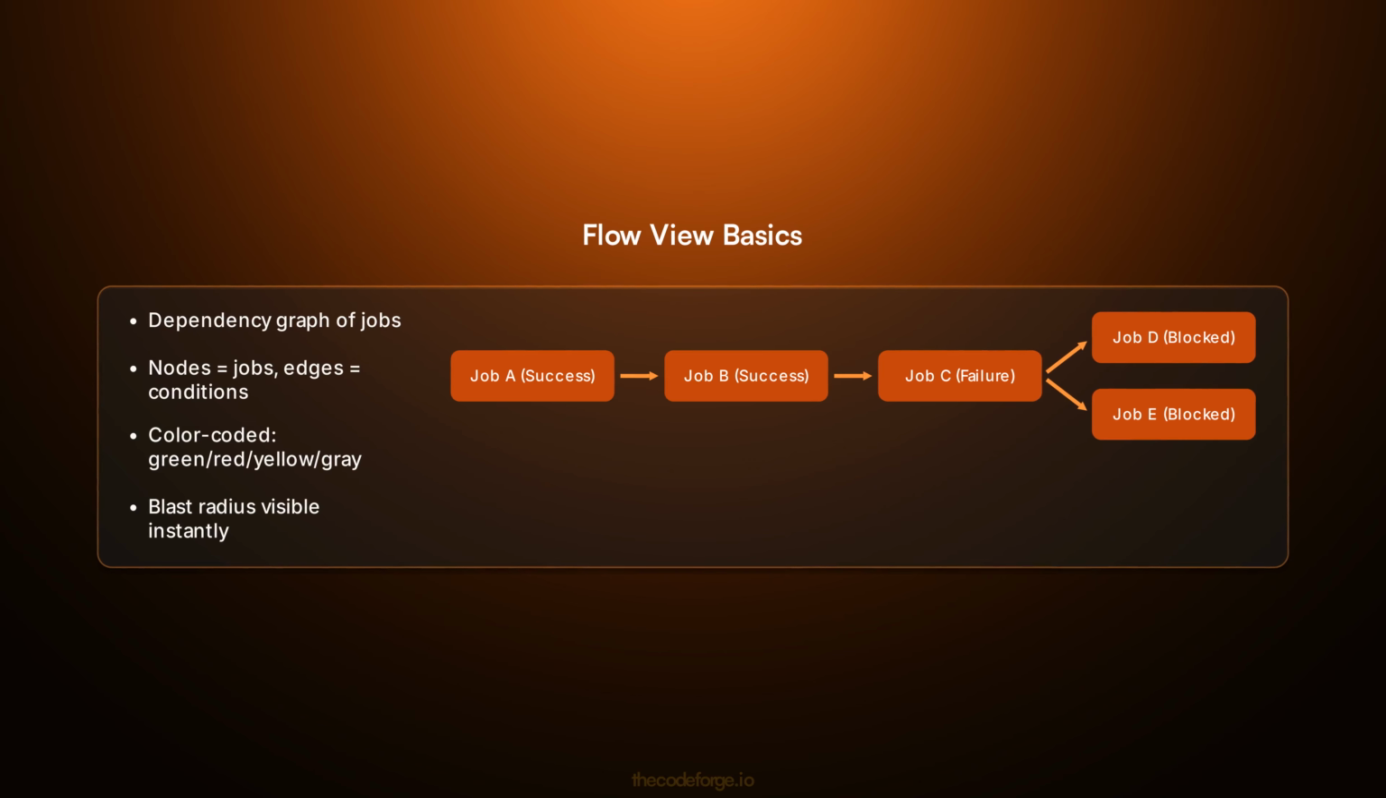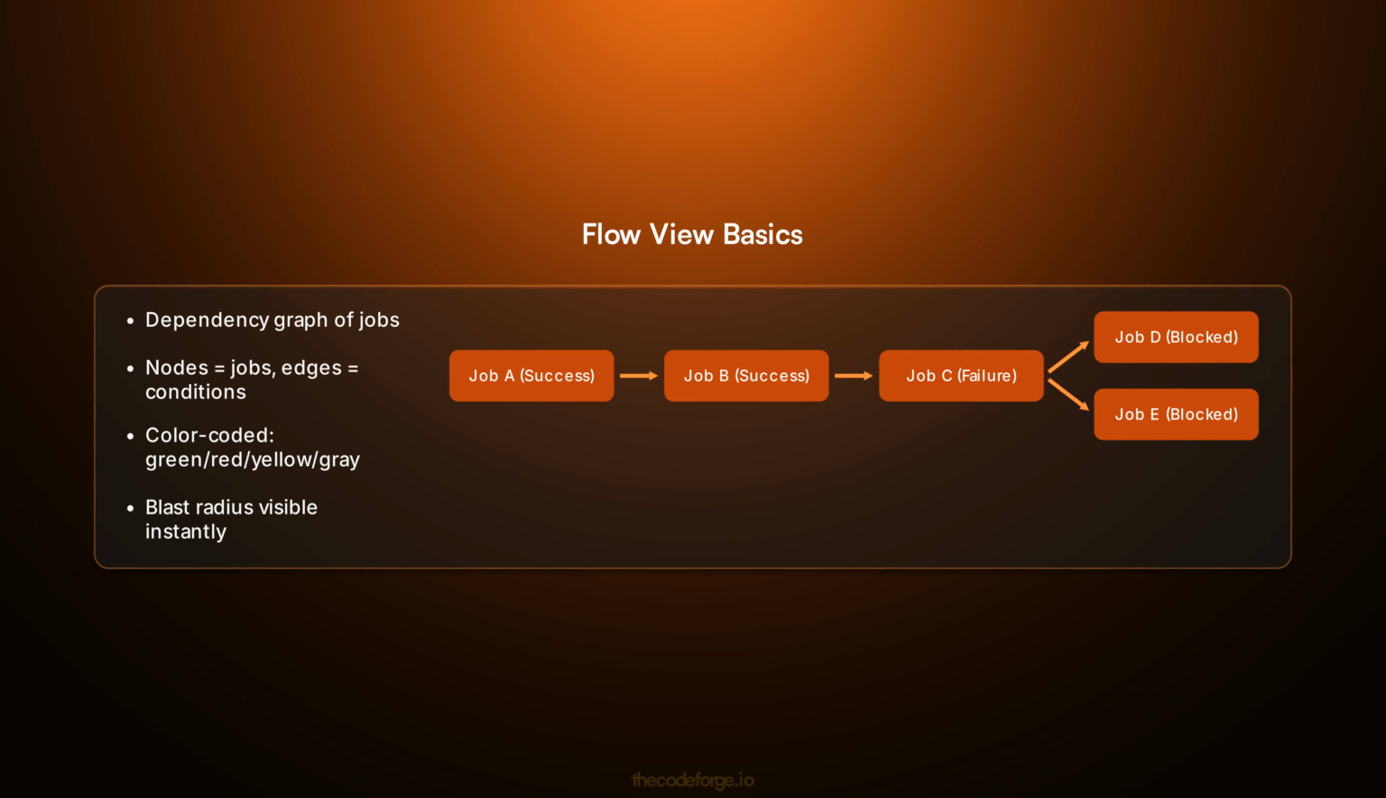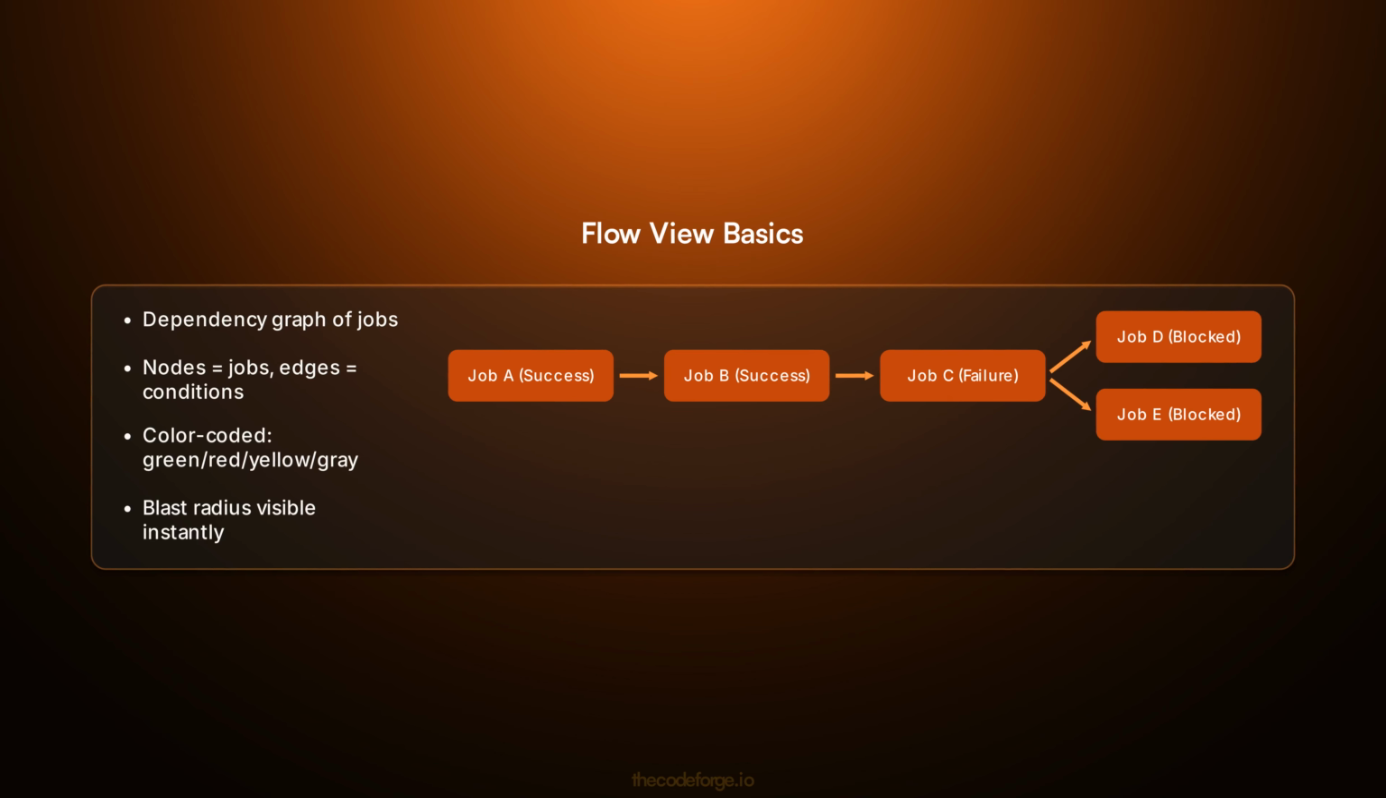Flow view renders your job chains as a directed graph. Each node is a job, and arrows show dependencies like job A must succeed before job B. When a job fails, its node turns red, and all downstream jobs that depend on it are highlighted as blocked. This is how you spot a cascade failure in seconds.